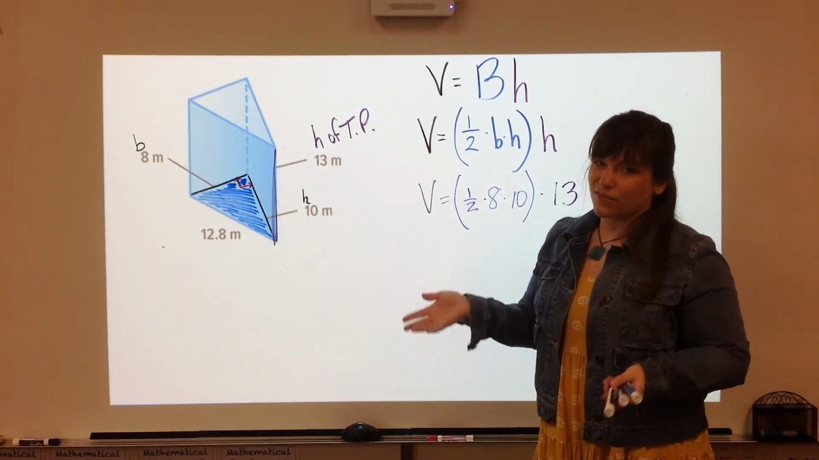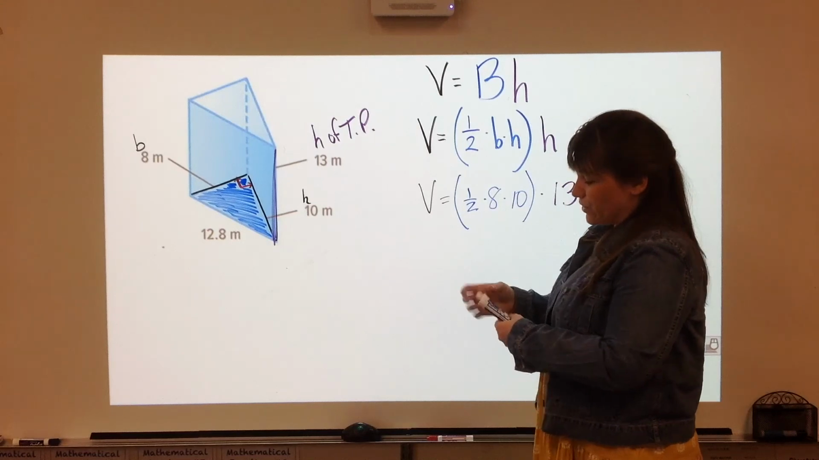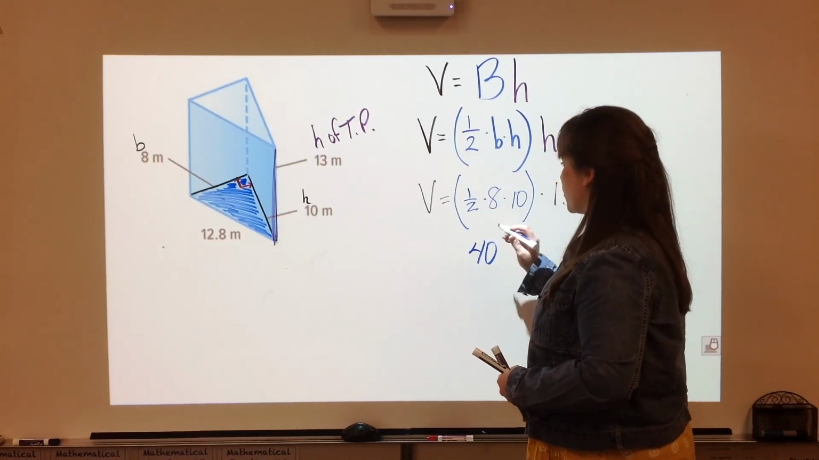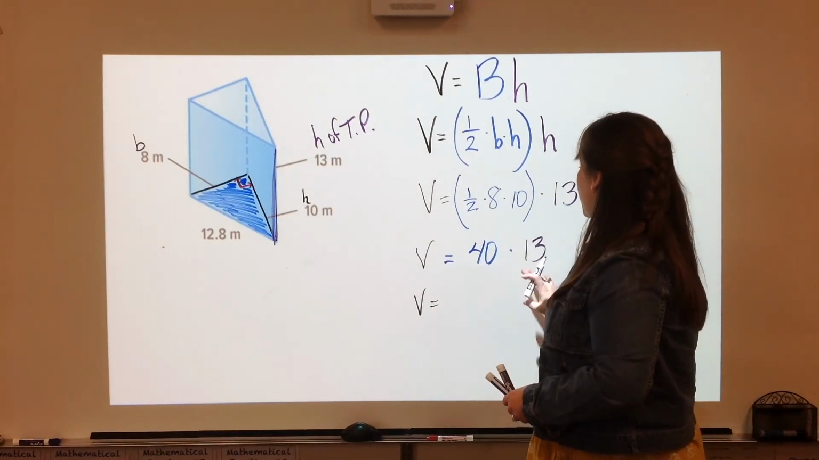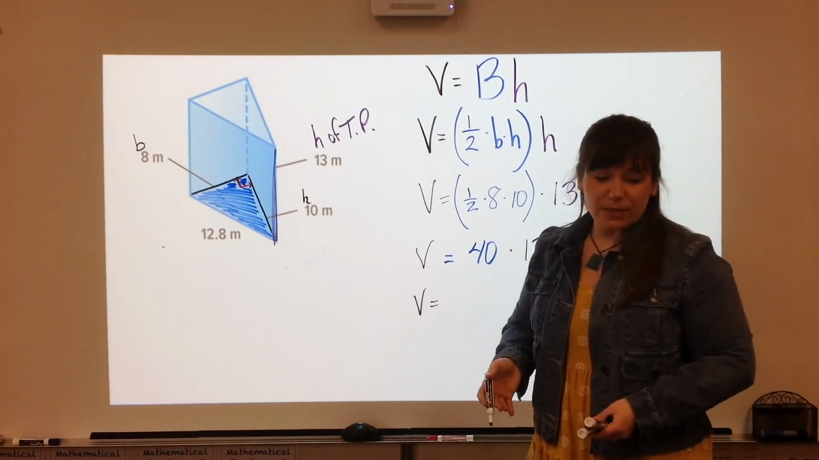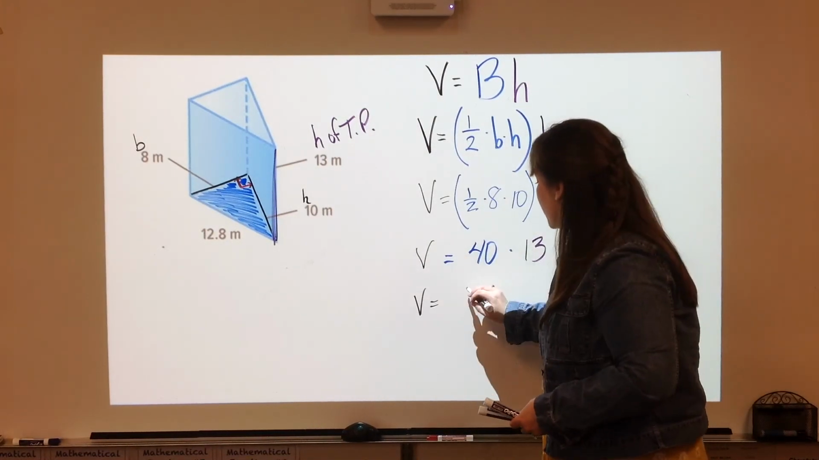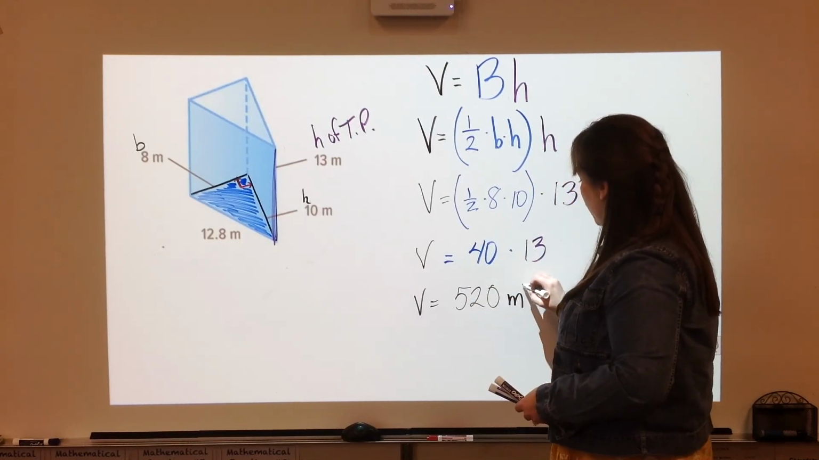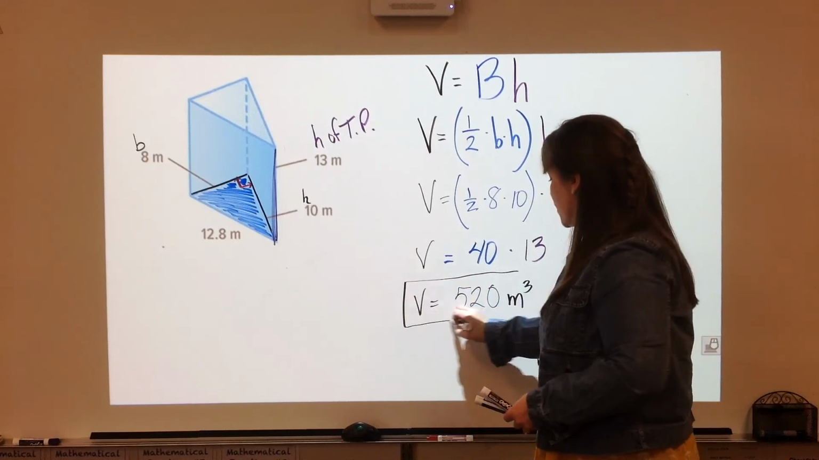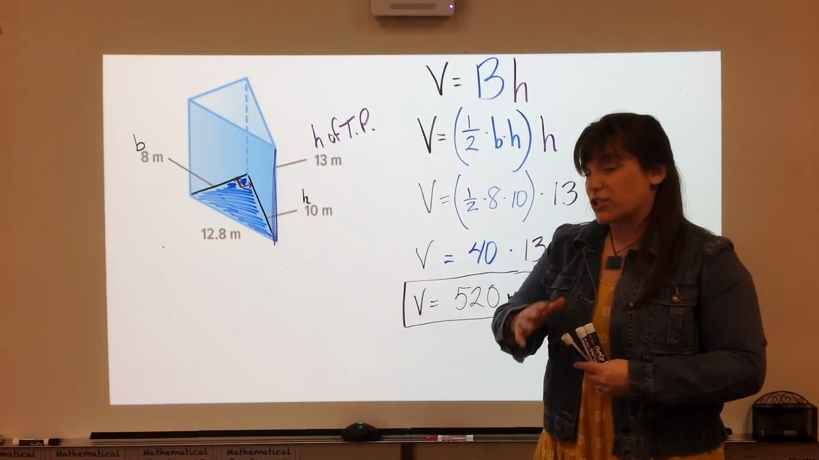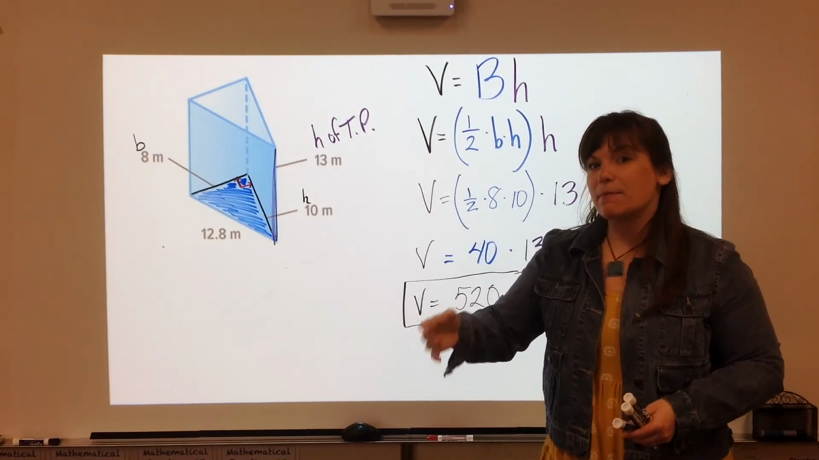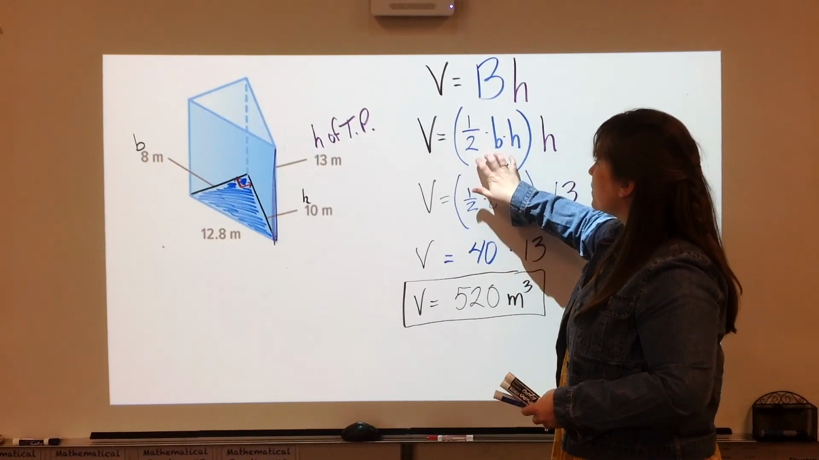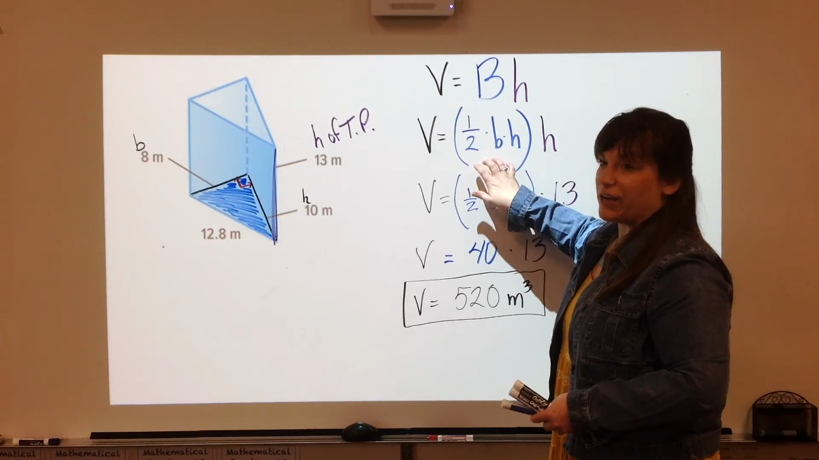1/2 of 8 is 4. 4 times 10 is 40. You could do that part in your head. So this whole big B turns to 40. When you multiply 40 times 13, you end up getting 520. Our unit is meters, so our volume is going to be meters cubed. So again, it's just pluck and plop and multiplying, but it's an extra thinking step going from big B to the area of that triangle base.